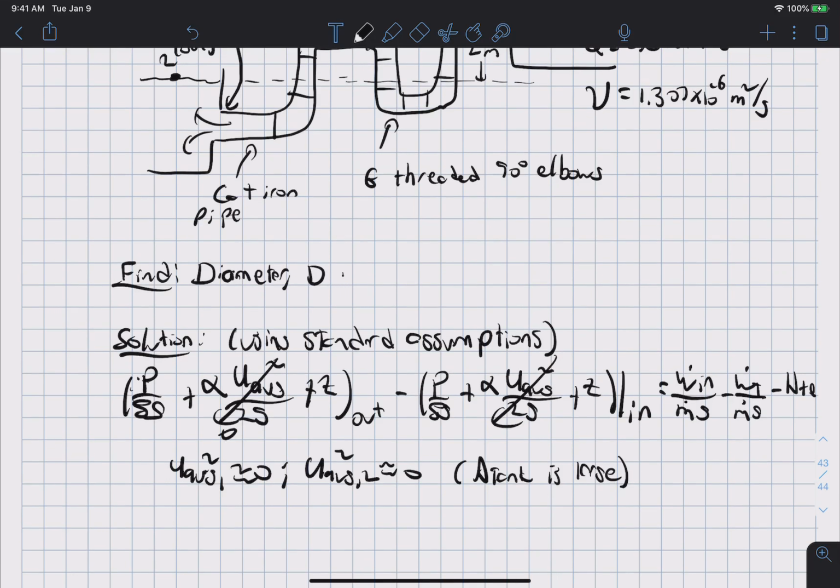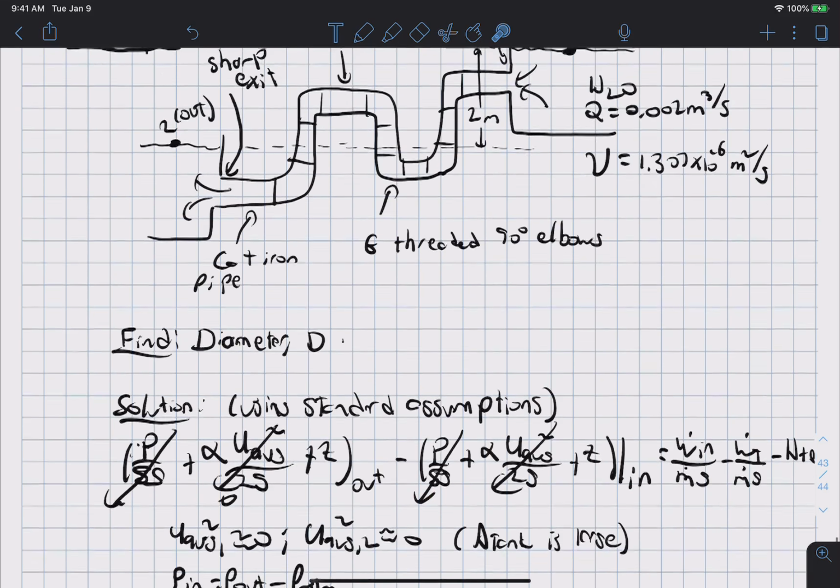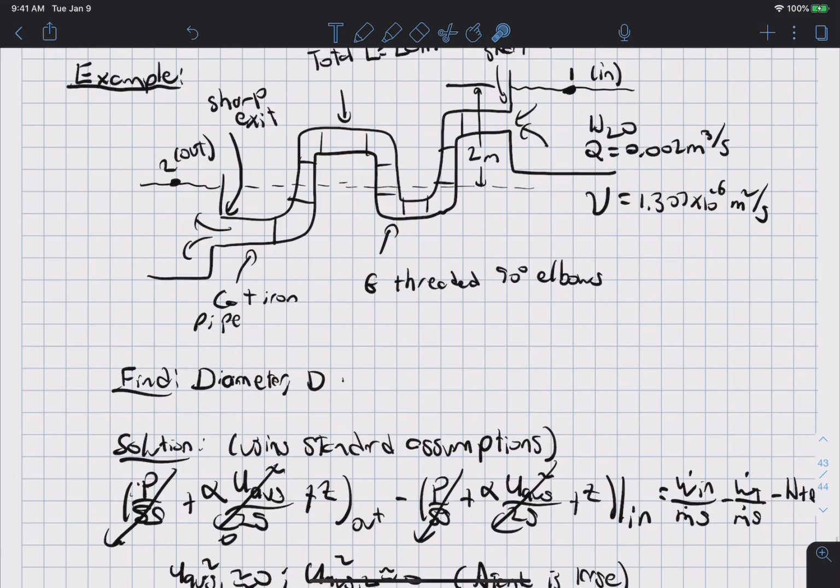Also, we know that P in equals P out equals P atm. Well, then that means that this term here is identical to that term here. So basically, these two terms here perfectly cancel out, and we don't need them. And I'm going to scroll back up to the diagram. We need to pick a datum, and there's a convenient datum here. So I'll choose this to be the datum.